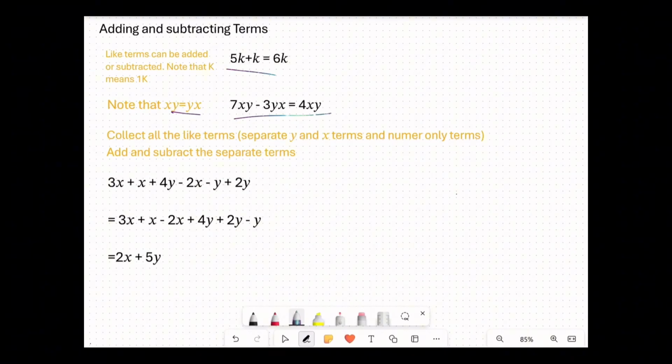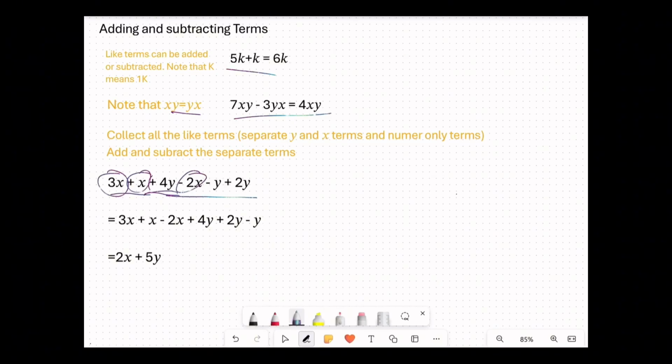Now we've got to collect all of the like terms, separate y and x terms and only number terms, and then we've got to add and subtract separate terms. These are the 2 steps to solving this enormous sum. Now this might seem very hard to solve at first, but this is very easily solvable. We take 3x plus x and minus 2x.